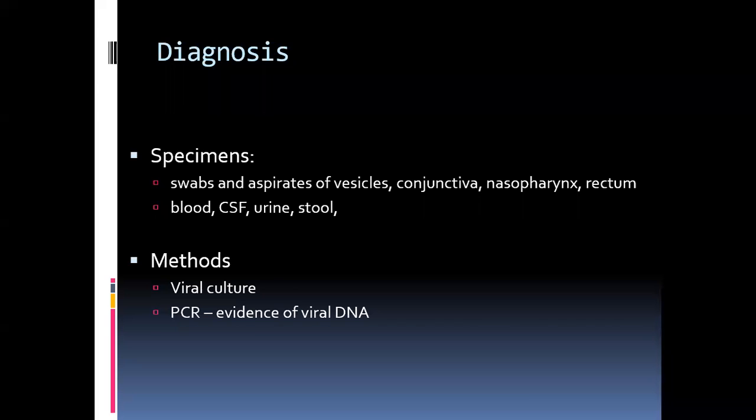For specimen collection, we take swabs and aspirates of the vesicles, conjunctiva, nasopharyngeal secretions, and rectum. Other common specimens are blood, cerebrospinal fluid, urine, and stool. This is a list of specimens that are helpful for the diagnosis.